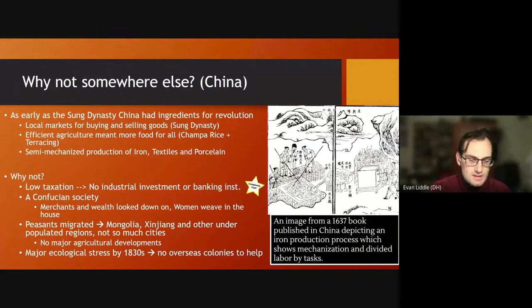By the 1830s, this peasant migration had brought great ecological stress that, without any sort of overseas colonies to assist them via ghost acres, there was no way to grow the population any further or create some sort of excess labor force that would eventually lead to industrialization. So for all of these reasons, and it's a very good question to ask, China did not undergo an industrial revolution. That is not to say China did not remain an industrial powerhouse.